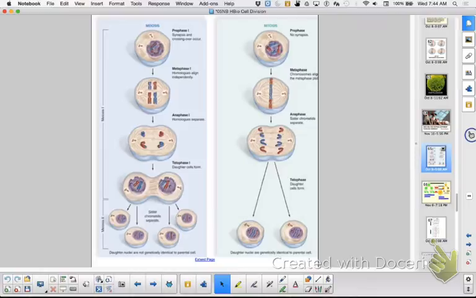The results for mitosis: diploid identical cells. And for meiosis, haploid and not identical due to, and what makes them not identical? Okay, name 2 things. Crossing over and independent assortment. The location for mitosis: all tissues for growth and repair. And meiosis: reproductive organs.